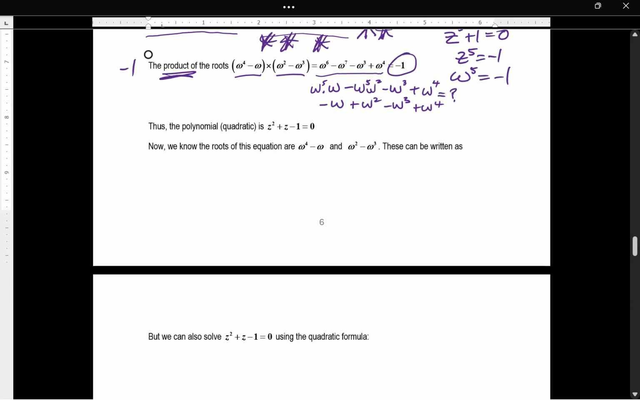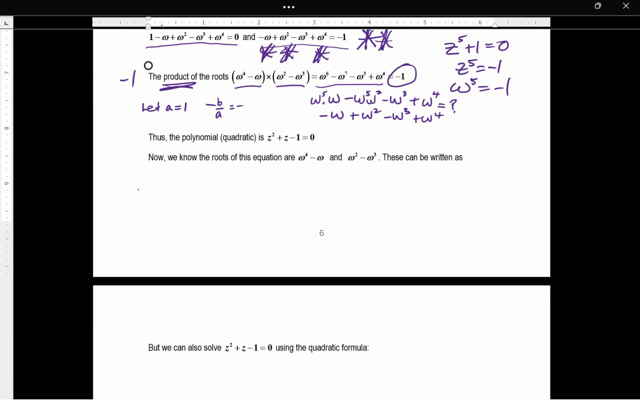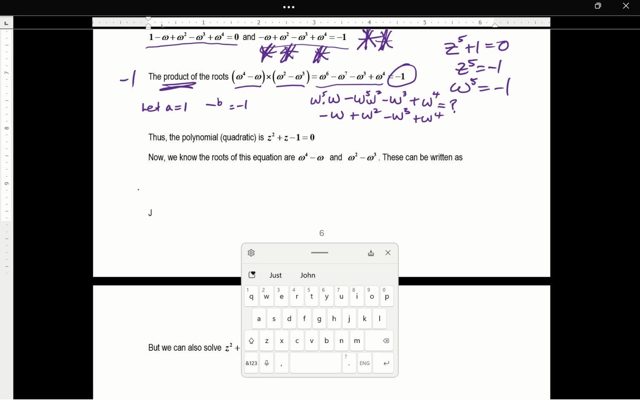So I know what my polynomial is, z squared plus z minus 1 equaling 0. And the reason is because let a equal 1, because we just want a polynomial. So you could have any multiple of this one, but let a equal 1. So minus b on a is equal to the sum of the roots, which is minus 1. And a is 1, so it's just minus b is minus 1. So b is 1, hence I get my 1 there. And c on a is minus 1, so c is minus 1. And that's where I get that minus 1 there from.